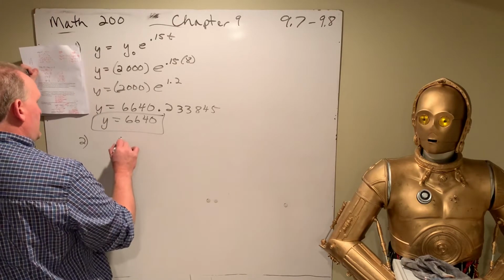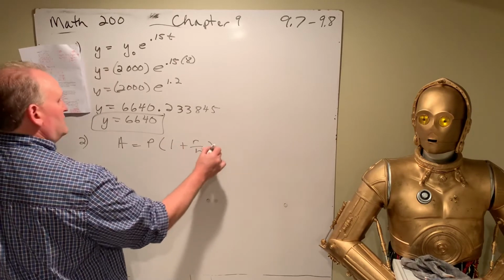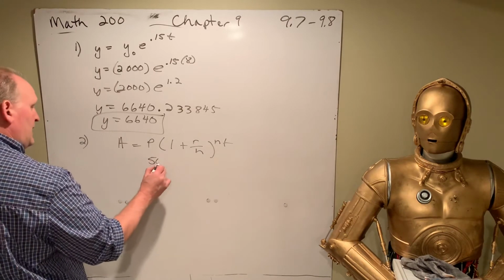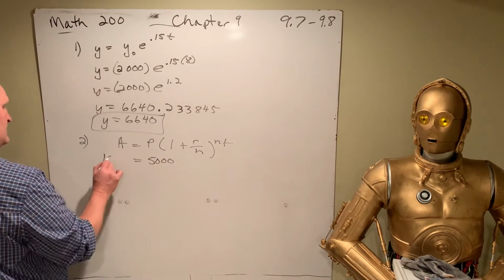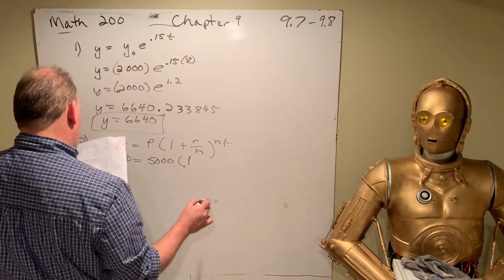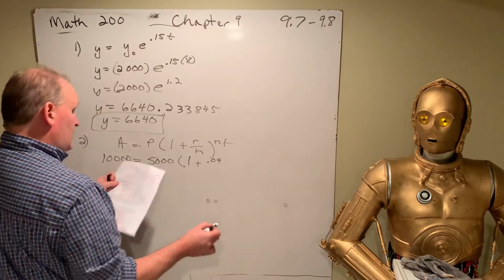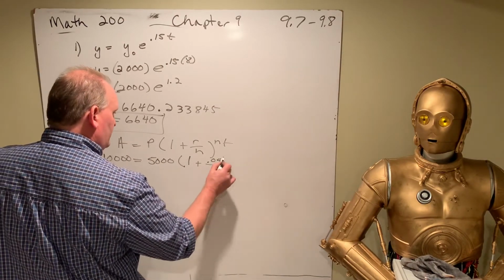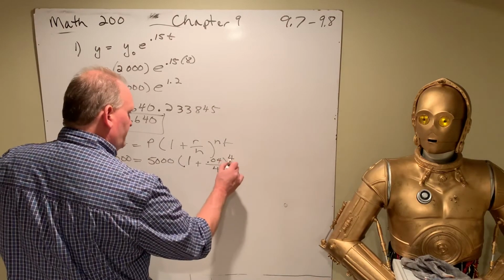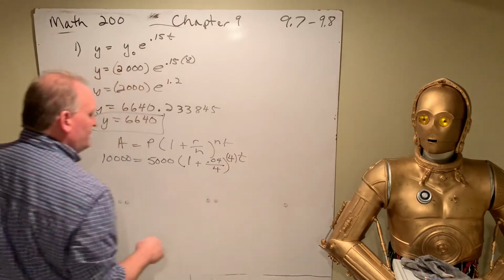All right. How long does it take an investment of $5,000 to double? Well, let's see. A is equal to P, 1 plus r over n, to the nt. So they gave us $5,000, and they want that to become $10,000. And 4%, so 0.04. And compounded quarterly, that's 4 times a year. Quarterly, 4 quarters at 1. And so 4 up there, and we don't know time. We're going to find time.